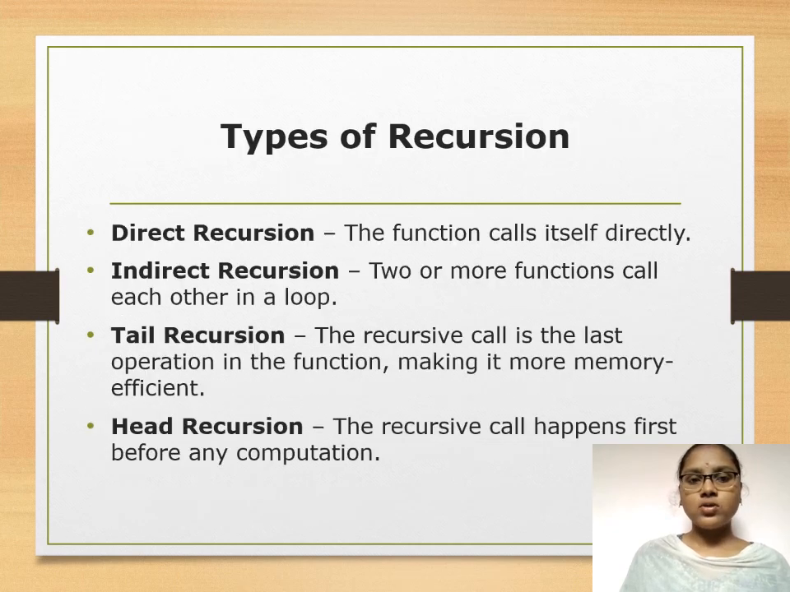And next, we are moving to the types of recursion. We have many types of recursion, but there are four important ones: direct recursion, indirect recursion, tail recursion, and head recursion. The first is direct recursion: the function calls itself directly. The second is indirect recursion: two or more functions call each other in a loop. Tail recursion: the recursive call is the last operation in the function, making it more memory efficient. Head recursion: the recursive call happens first, before any computation.